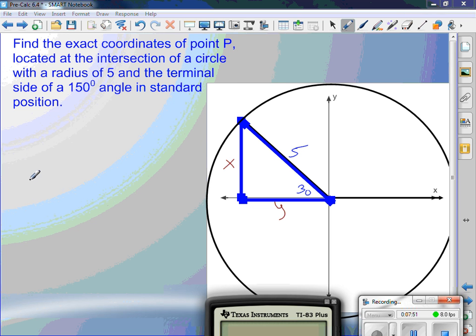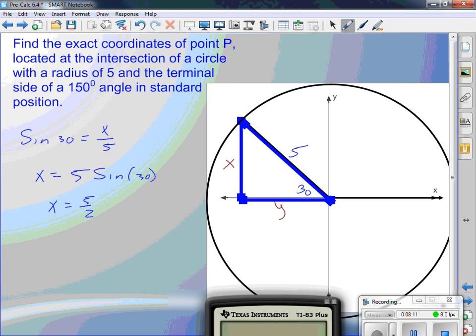How do I find x? Sine of 30 equals x over 5. So x is really 5 sine of 30. What's the sine of 30? Sine of 30 is a half, so x is 5 halves. To find y, what am I using? Cosine of 30 equals y over 5. So to find y, it's 5 cosine of 30. What's the cosine of 30? Square root of 3 over 2, so it's 5 square root of 3 over 2.